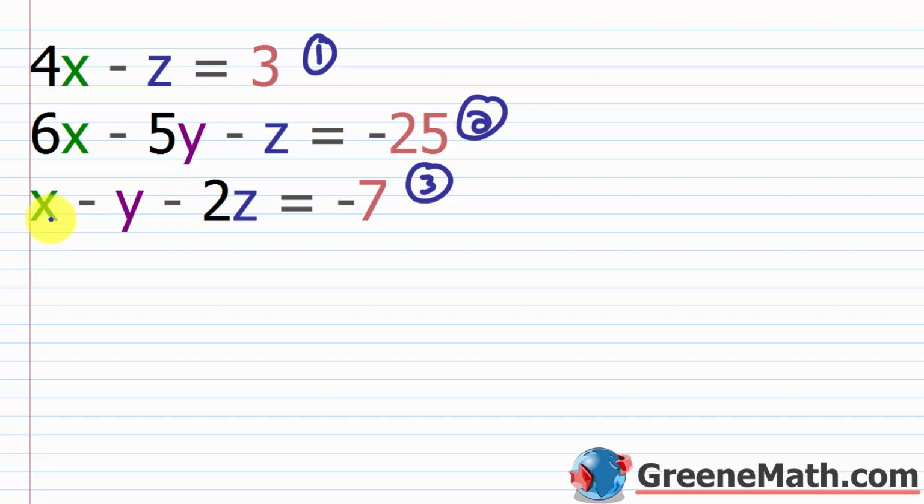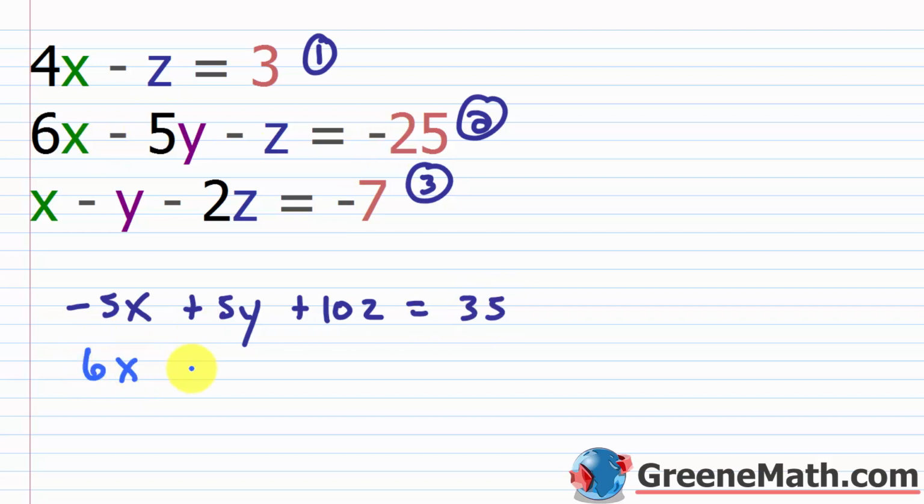So if I multiply x by negative 5, I get negative 5x. If I multiply negative y by negative 5, I get plus 5y. If I multiply negative 2z by negative 5, I get plus 10z. And this equals, if I multiply negative 7 by negative 5, I get plus 35. So I've got this guy, and again, I've got this equation 2, which stays as is. 6x minus 5y minus z equals negative 25.